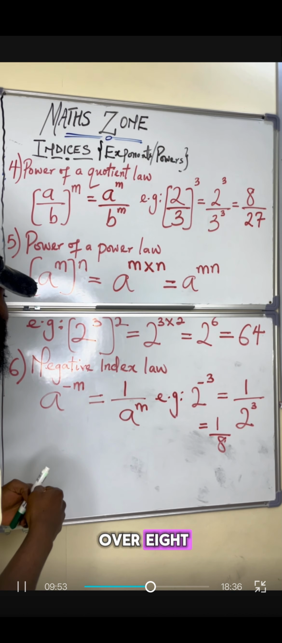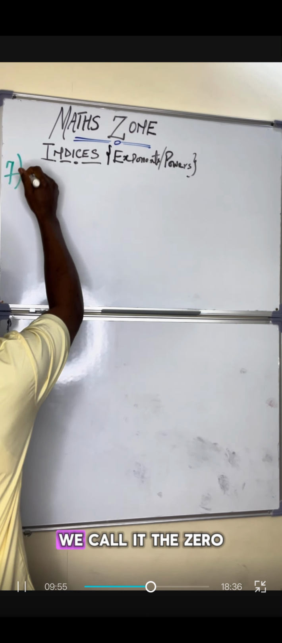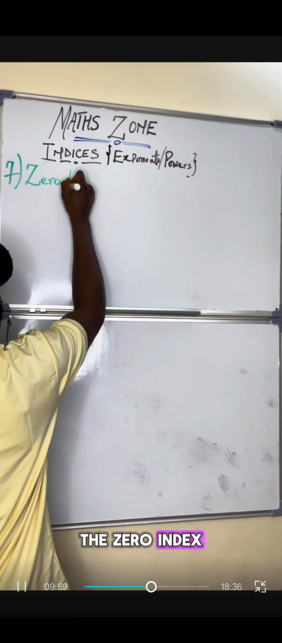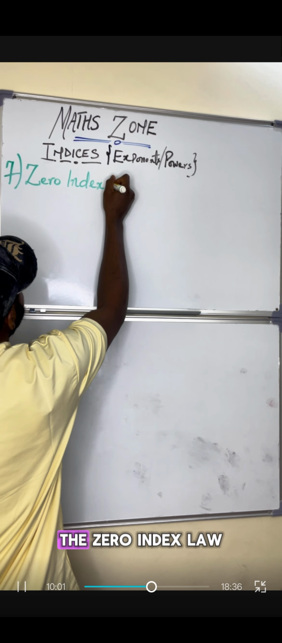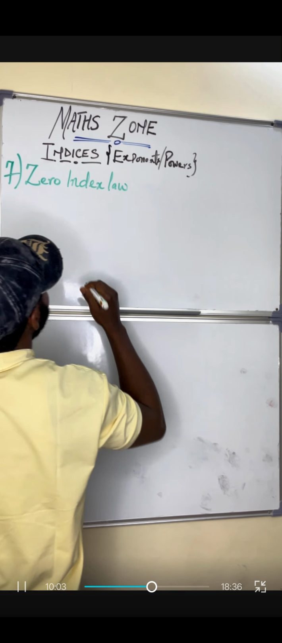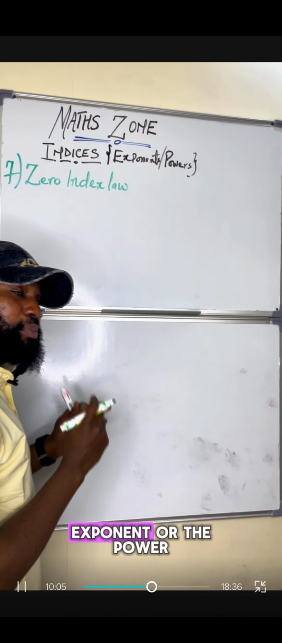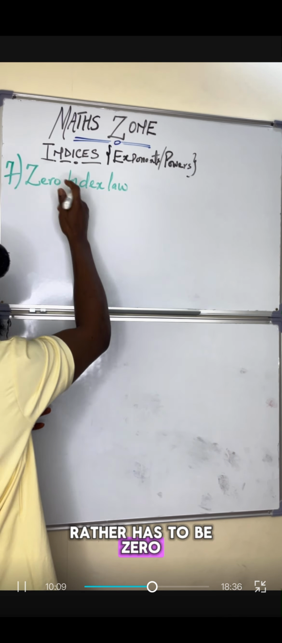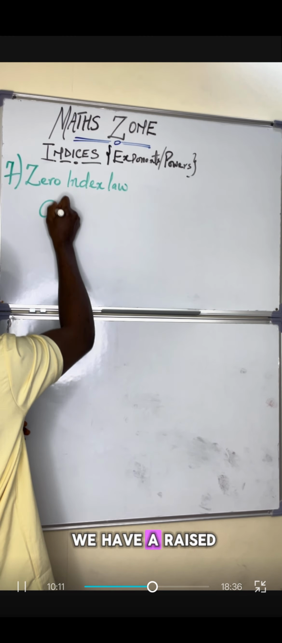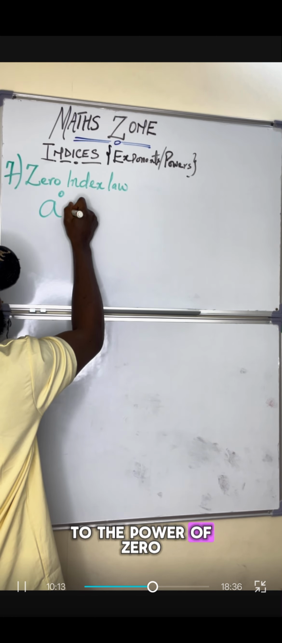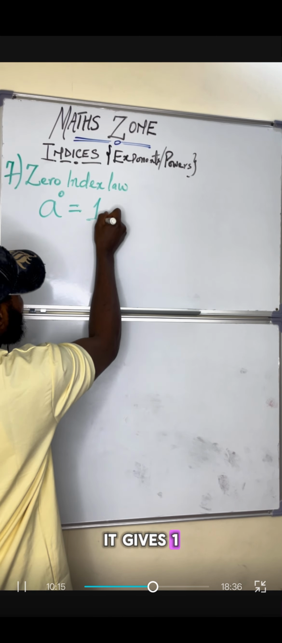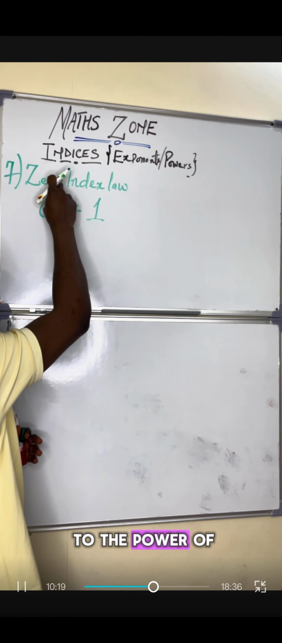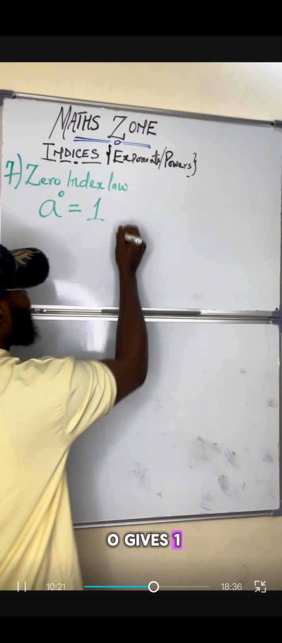So we have 1 over 8. The seventh law of indices, we call it the zero index law. This means that the exponent, or the power rather, has to be 0. Now let's have this: if we have a raised to the power of 0, it gives 1. This means that any non-zero integer raised to the power of 0 gives 1.